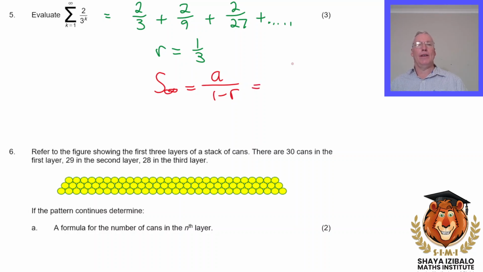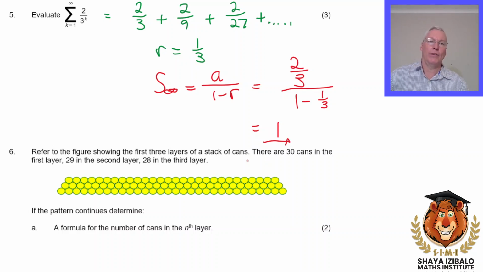A is 2/3, and we're going to divide that by 1 minus 1/3. And so we actually get 2/3 over 2/3. Lo and behold, we actually get 1. A reminder that it never gets to 1. It just gets closer and closer and closer to 1.